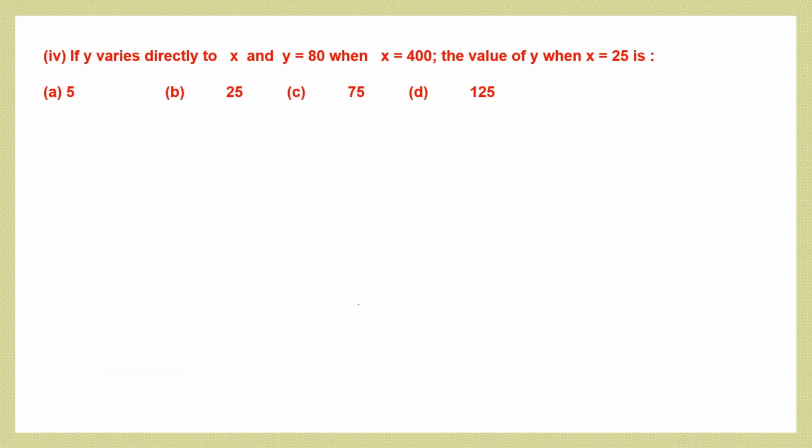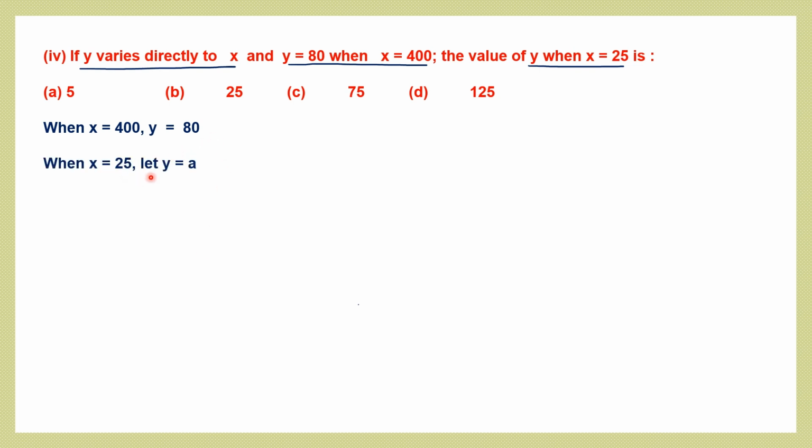492. Question 4. If y varies directly as x, so we are talking about a direct variation here. Y is varying directly as x. And y is 80 when x is 400. We have to find the value of y when x is 25. So let's write this. When x is equal to 400, the value of y is 80. When x is 25, we are asked to find the value of y, so let's consider the value of y to be a.